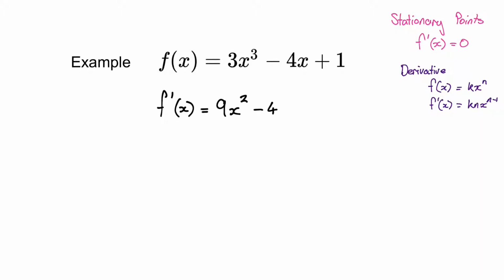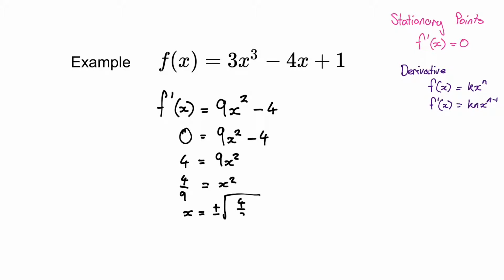Now that we have our f prime of x, we set this equal to 0. So we get 0 is equal to 9x squared minus 4. We take the 4 over, so we get 4 is equal to 9x squared. Then we divide through by 9, so we get 4 over 9 is equal to x squared. So then we take the square root, we get x is equal to plus or minus the square root of 4 over 9, which is going to give us plus or minus 2 over 3.